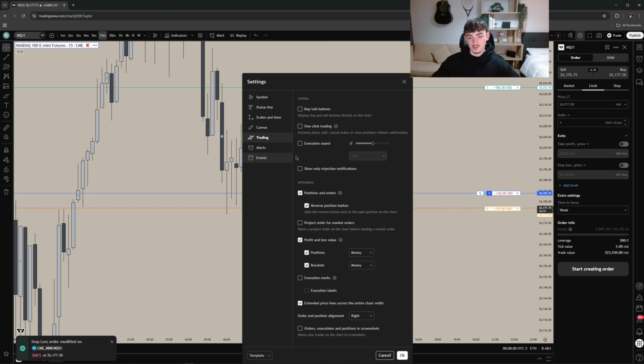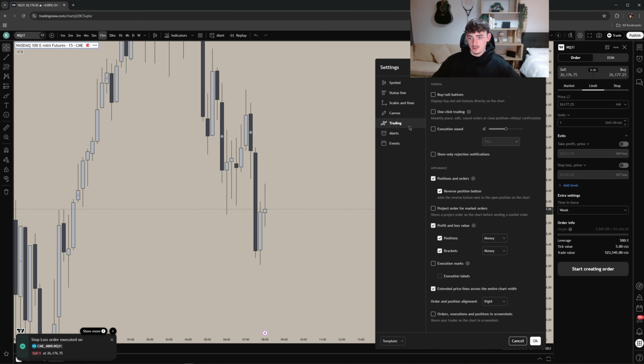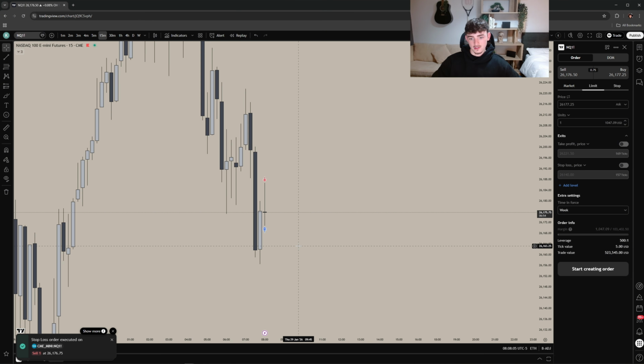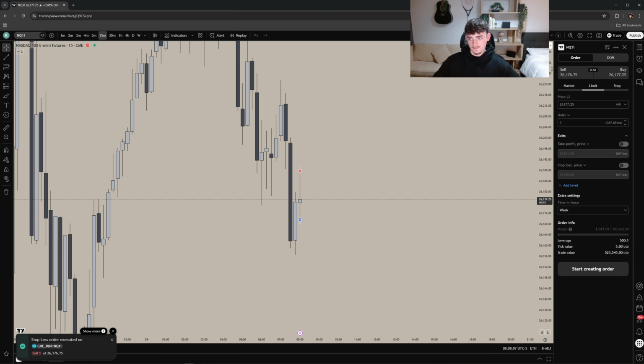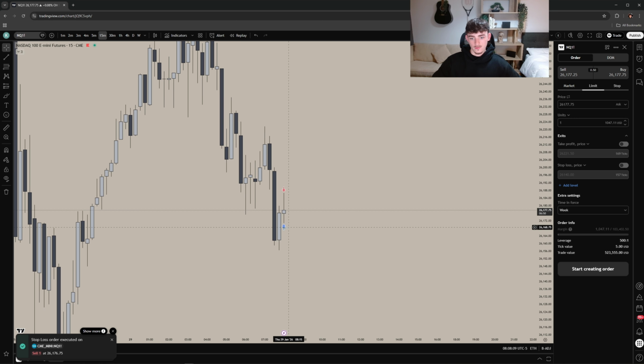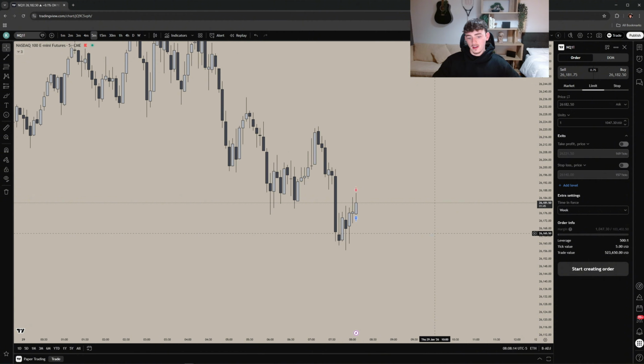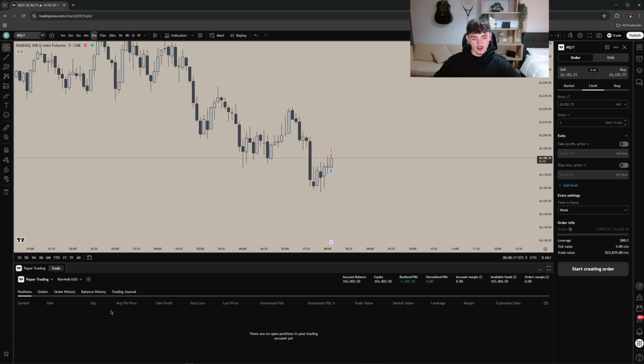This is how you put executions on as well, by the way. There you go. So you go to trading and then execution marks. So then you can see whereabouts you've actually traded, okay? So that, you see there, we bought in here and we got out here. That was my stop loss. Perfect. And that gave us a loss. This is an old account.